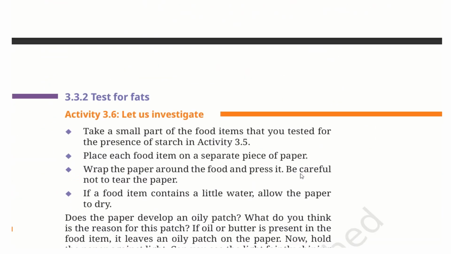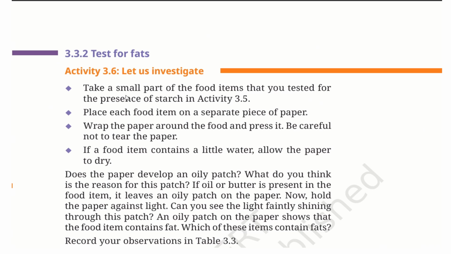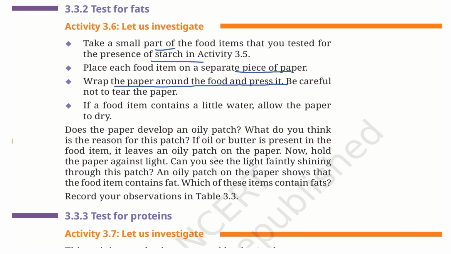Now how to do the test for fats. Again, take a small part of a food item that you have tested for the presence of starch. You can take the potato and do this test for fats. Place each food item on a separate piece of paper, then wrap the paper around the food and press it. If you observe, the paper gets a little bit of an oily patch. If you see an oily patch on the paper, it means fats are present. If not, it shows the absence of fat. In this way you can do the test for fats.